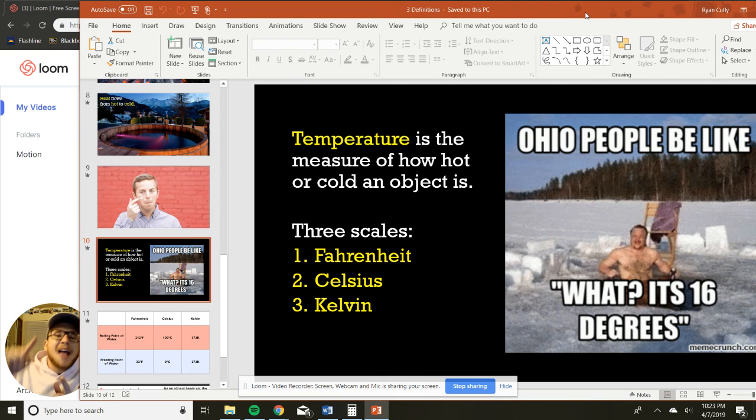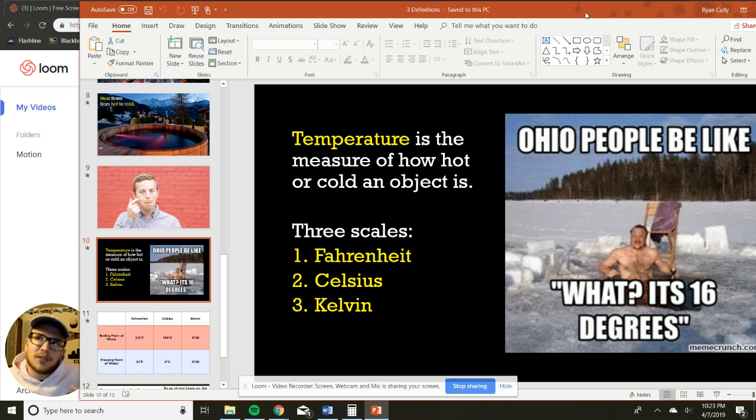Temperature, on the other hand, is how hot or cold something is. It's a measure. You've used that your whole life. There's three scales: Fahrenheit, which we use here in America. There's Celsius, which the rest of the world uses because it makes more sense. And we got Kelvin, which is a measure. Its base, 0 degrees, is called absolute zero.